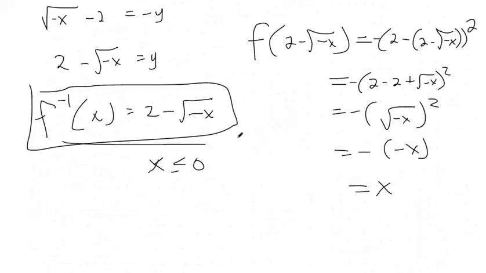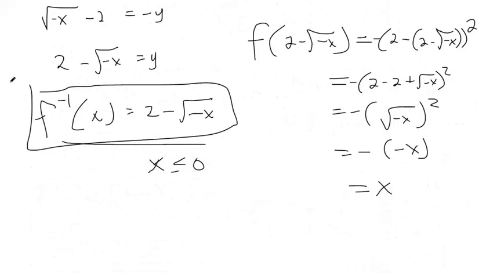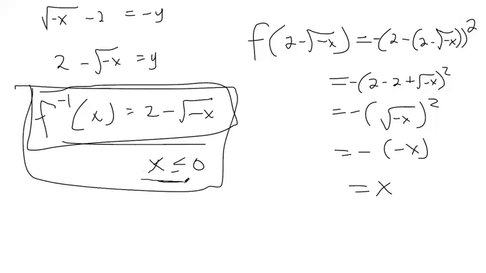So we're good. When we said that this has to be x is less than or equal to 0, we're all set because y had to be less than or equal to 0. We got the same thing. So this is our inverse function with that restriction that x is less than or equal to 0.